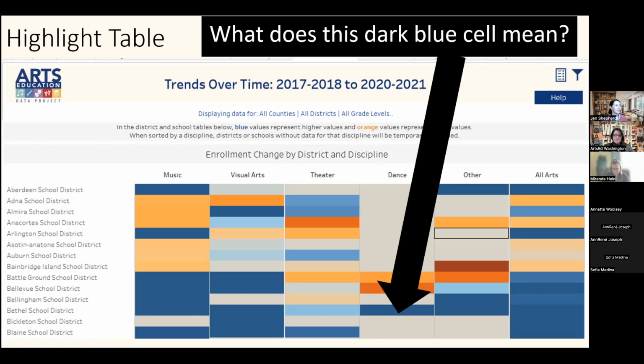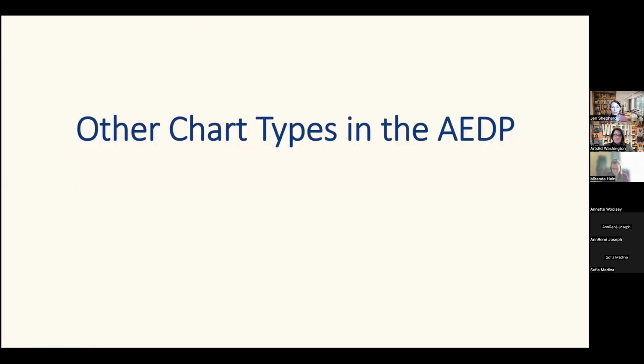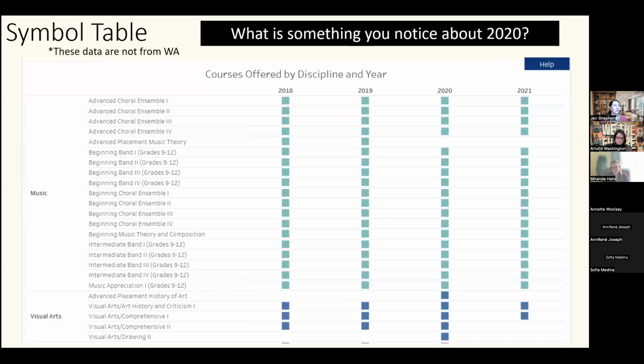Very good. All right, so those are some of the basic chart types that we talked about last time, but we have other chart types that you will encounter in the ArtsEd data project that I wanted to just orient you to and talk through some of the fun findings that we have here as well. So this one is basically just a data table, but instead of giving the raw numbers, I'm using symbols here, in this case squares, to represent whether a course is or isn't offered.